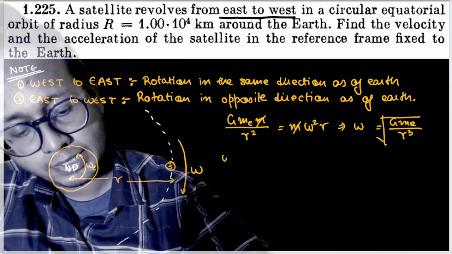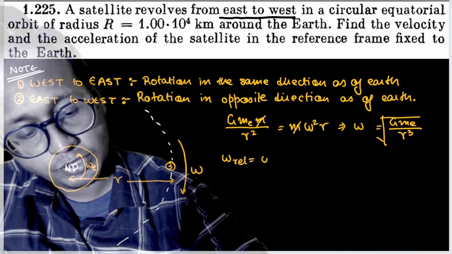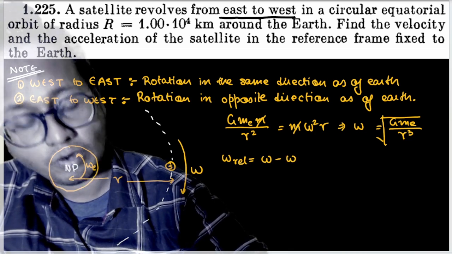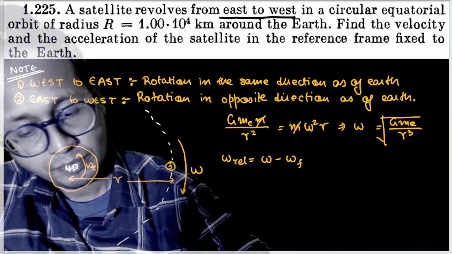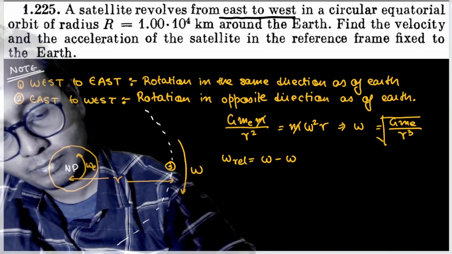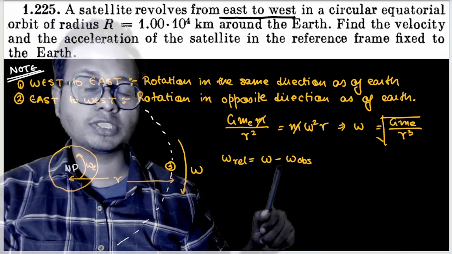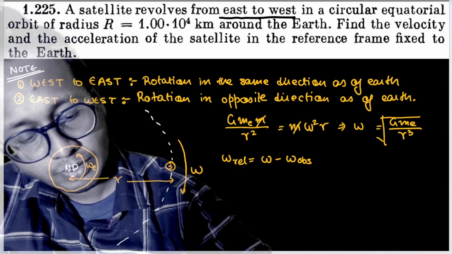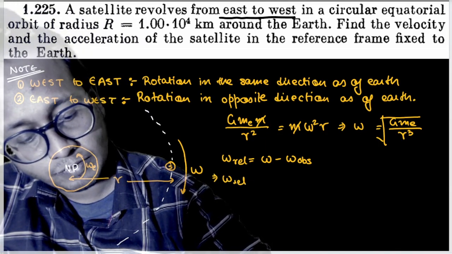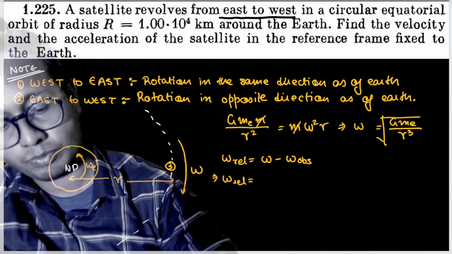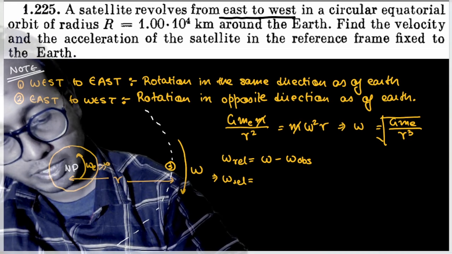Relative velocity of the satellite is nothing but absolute velocity of the satellite minus velocity of the frame, or velocity of the observer, isn't it? The formula for relative velocity is relative velocity equals absolute velocity minus velocity of observer. So the relative velocity of the satellite as seen by someone on the equator is nothing but how much?